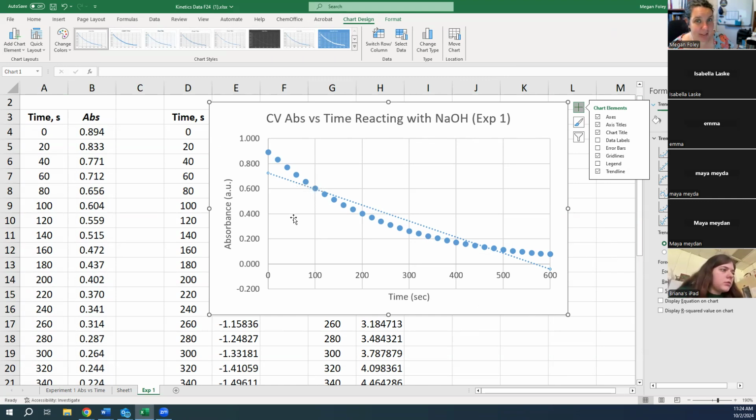You can always tell if you've highlighted something because there'll be dots around it. And then you're going to right click, or if you're on a Mac, you'll do the 2-finger double click thing. And you're going to go to format trend line and you want to display equation on chart and display R squared value on chart.